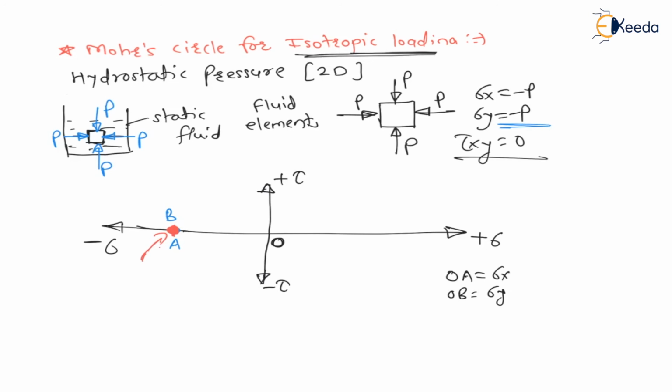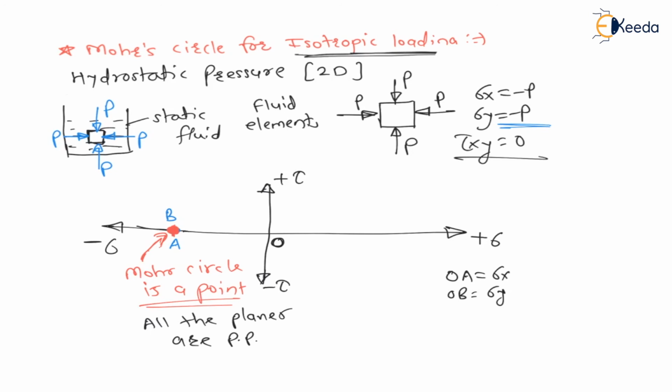Here the Mohr circle is a point. That is for the hydrostatic pressure condition. The Mohr circle is a point on the negative side, on the negative x-axis. And if the Mohr circle is a point, all the planes are principal planes, right?